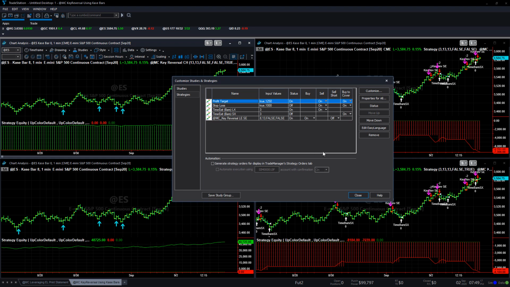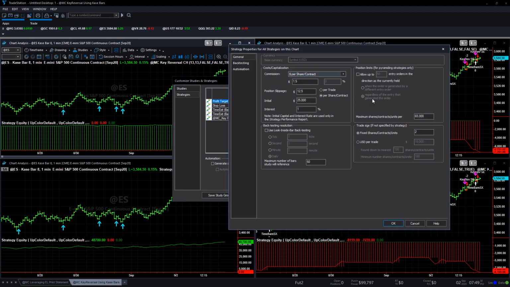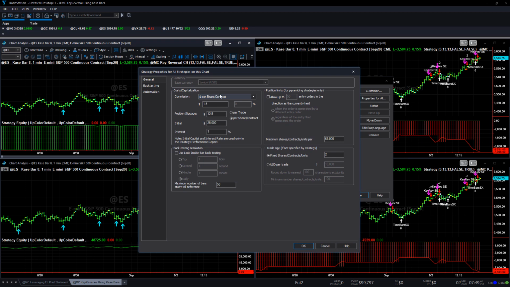All right, while we're here, let's click on properties. So properties for all, this controls the cost to trade the strategy. I've put in $1.50. Actually, commissions are 0 for futures, but there are exchange fees that we have to pay. So here, those exchange fees are $1.50. It's service fees, whatever you want to call them. It's $1.50 per contract. We're trading 2 contracts, so that's $3 in and $3 out. That cost to trade is $6 per trade. Every time I make a trade, $6 comes out of the profit.